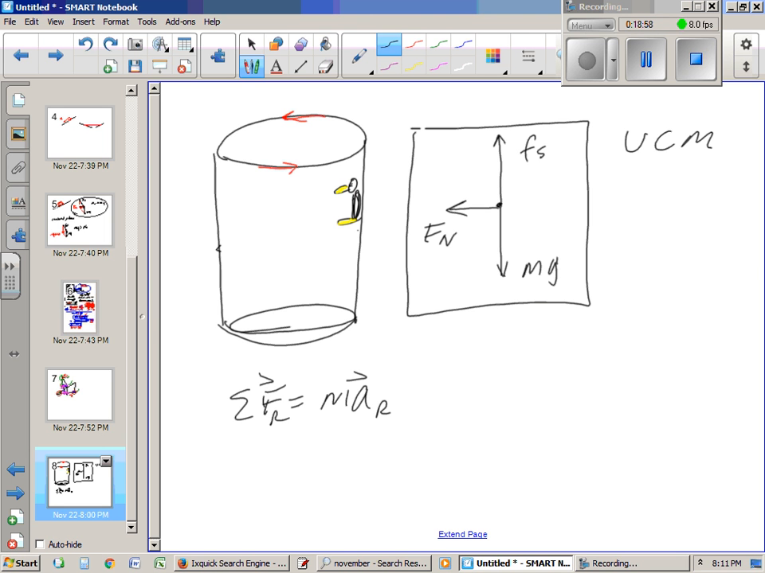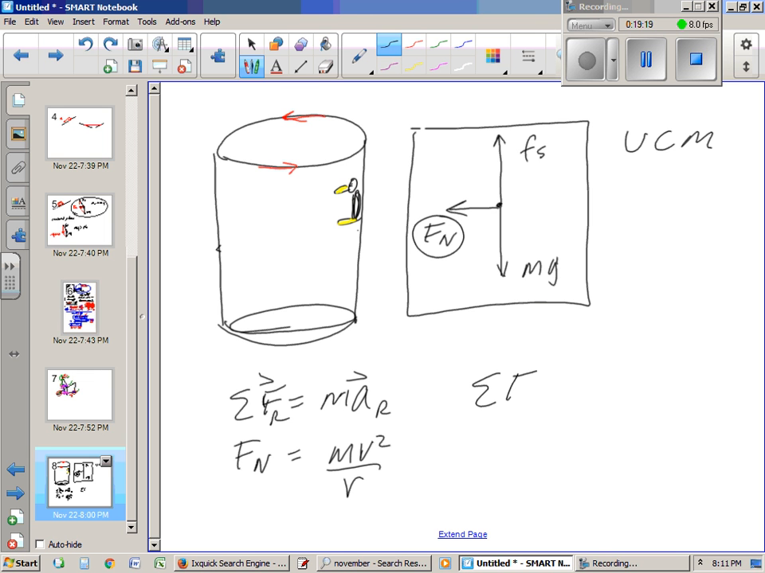What is the radial force? Well, it says right there, it's Fn. And what is m a radial? m v squared over r. Well, that's about as far as we can go on that one. We don't know Fn, so let's go try the y direction.